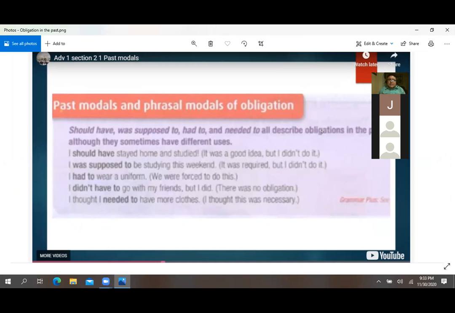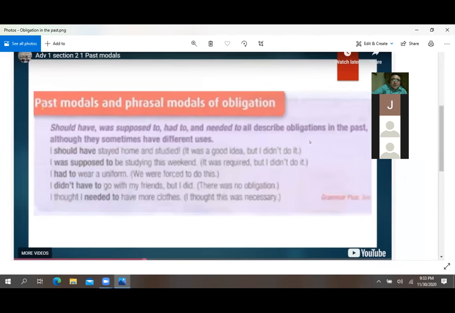Should have, was supposed to, had to, didn't have to, or needed to. All of them express obligations that were imposed in the past. So should have, was supposed to, had to, needed to all describe obligations in the past, although they sometimes have different uses. Okay, I need a volunteer to read the first example. I should have stayed home and studied. It was a good idea, but I didn't do it. Thank you.